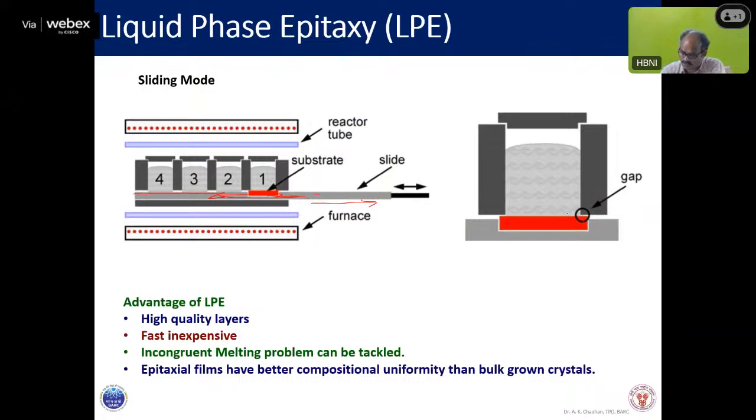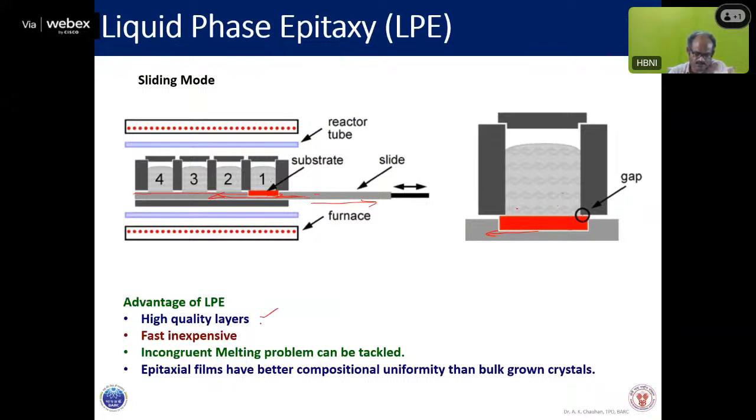So with this, now it is contacting with this solution, actually not solvent, this solution. Now it will go back, and then you keep on moving this both the sides, and then every time you get a layer deposited over that. So what are the advantages of liquid phase epitaxy?